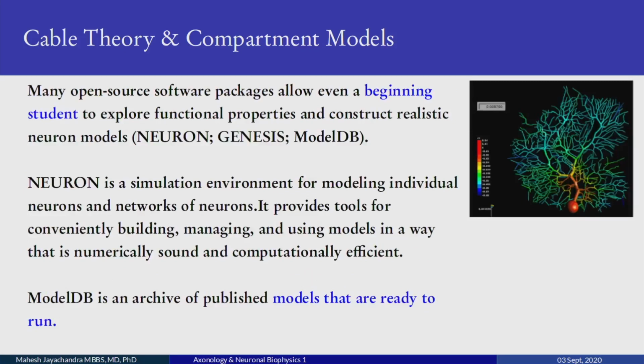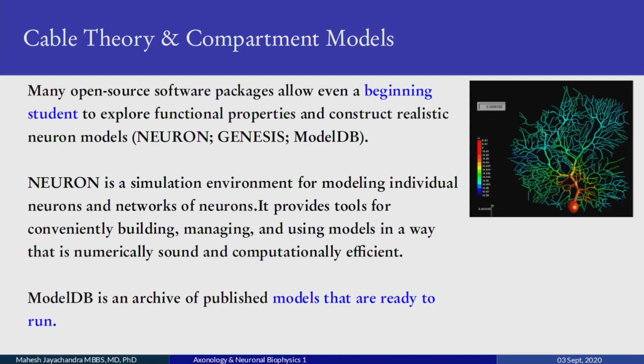So there are many open source packages which allow even a beginning student like you to explore functional properties and construct realistic neural models. In fact, there's a whole branch of neuroscience, computational neuroscience, where scientists only do this. And for this, you just need a computer and some theoretical background, and you can start doing it at home. Of course, the more you model, the more computation you need. But for starters, a laptop is more than enough to do this. There are many programs, Genesis, Neuron, etc., which do this. So you just have to learn one properly.